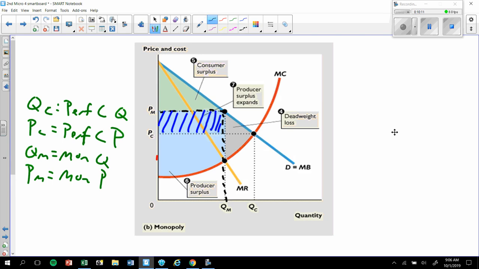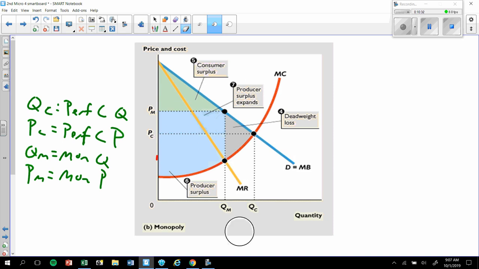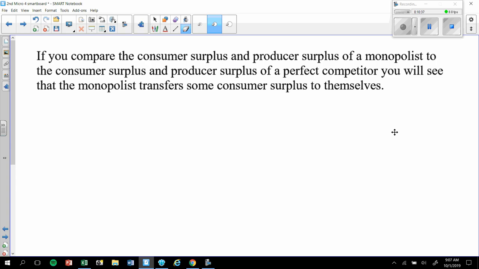Now, they create this area right in here, which is the deadweight loss. And this is, again, another reason why they're evil, because they create this inefficiency loss, which is what a deadweight loss is. So this is just a fancy way of showing everything and the difference between a monopoly and a perfect competitor. It's a fairly common thing where you have to compare and contrast the two. If you compare the two, the monopolist is going to produce less at a higher price, and that's what creates all that deadweight loss. What are your questions?